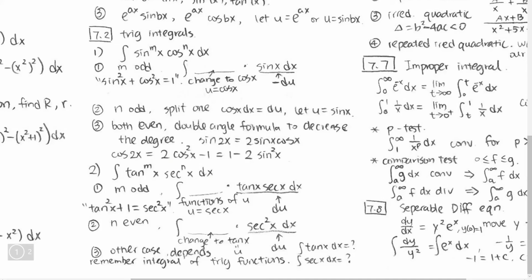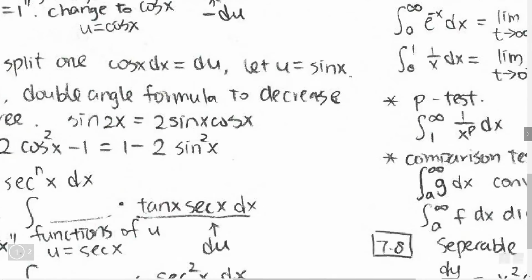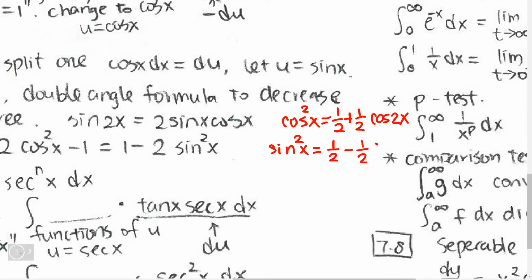What are the double angle formulas? So here is sine 2x, this is cosine 2x. But what you're actually going to use is the one that says cosine squared is 1/2 plus 1/2 cosine 2x, and sine squared is 1/2 minus 1/2 cosine 2x. So keep this in mind.